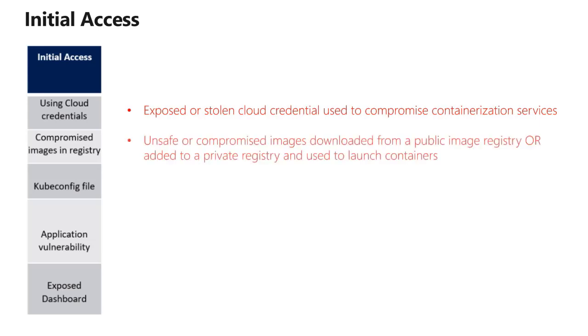The other option is compromised images in the registry. This refers to unsafe or compromised images, maybe images that have backdoors installed on them that people have downloaded from a public image registry like Docker Hub. There have been lots of cases in the past where people have downloaded malicious container images from Docker Hub, because it's not as if they go through some extensive scanning before they are added there. That could be a case, or even a case where people have been able to upload a malicious, vulnerable image into your own private registry, and now that's being used across your environment.